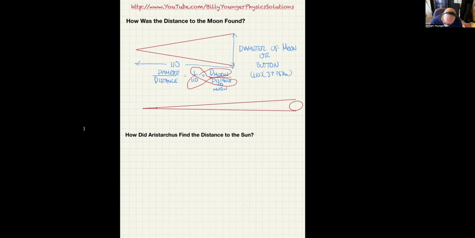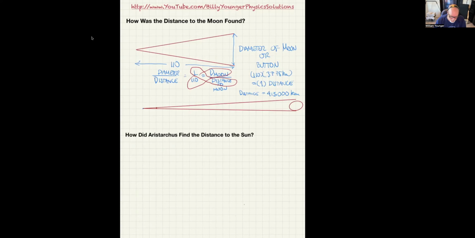Now, that's from one cross multiplication. The other cross multiplication just gives me 1 times the distance to the moon. So what we learned there is the distance to the moon is 100 times the diameter of the moon. Therefore, the distance to the moon is equal to 3,775 kilometers times 110, and that gives me roughly 415,000 kilometers, which is how far away the center of the moon is from the center of the Earth.